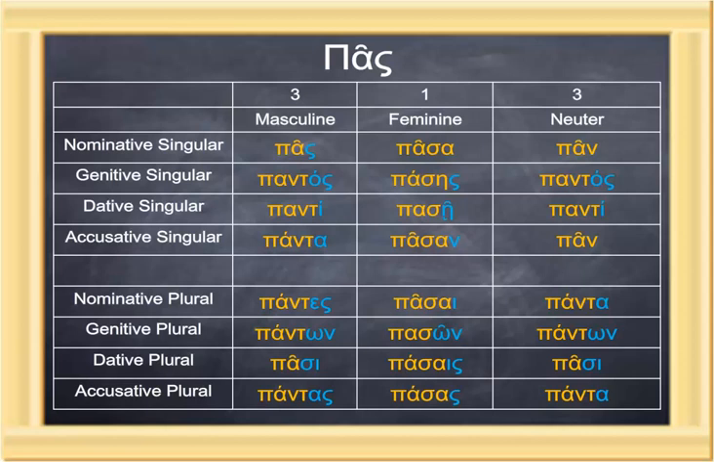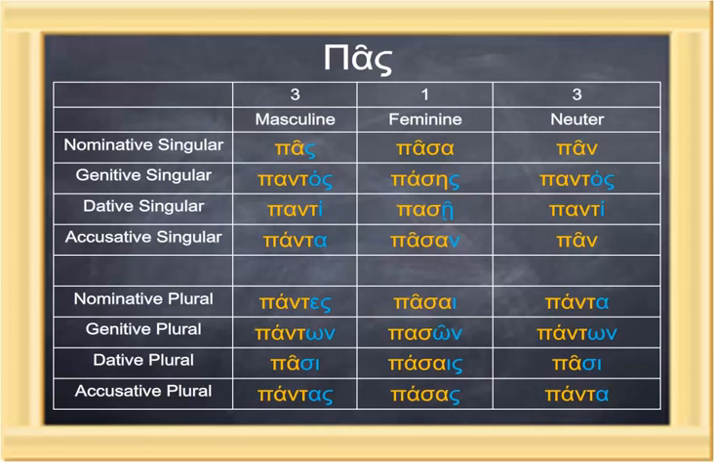And the alpha changes to eta in the genitive and dative. Remember the rule? Alpha changes to eta except after epsilon, iota, or rho. Well, it's following a sigma, so it changes. The forms then are pas, pasa, pan for the nominative singular, pantos, pases, pantos for the genitive singular, and so forth. Again, 3-1-3 in pattern. Just by way of note, the stem, pant, when it has no ending, as in the neuter nominative singular and accusative singular, the tau drops off. That's why the form is pan.